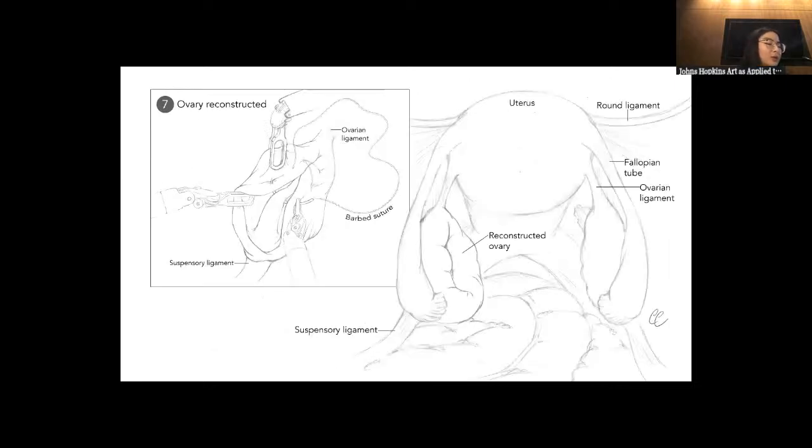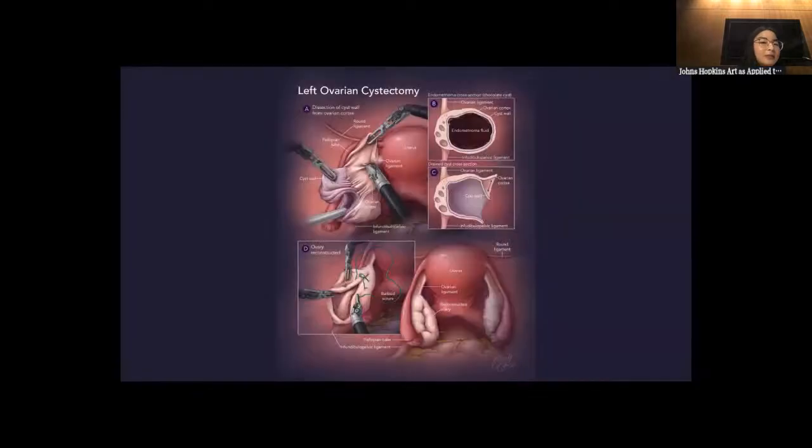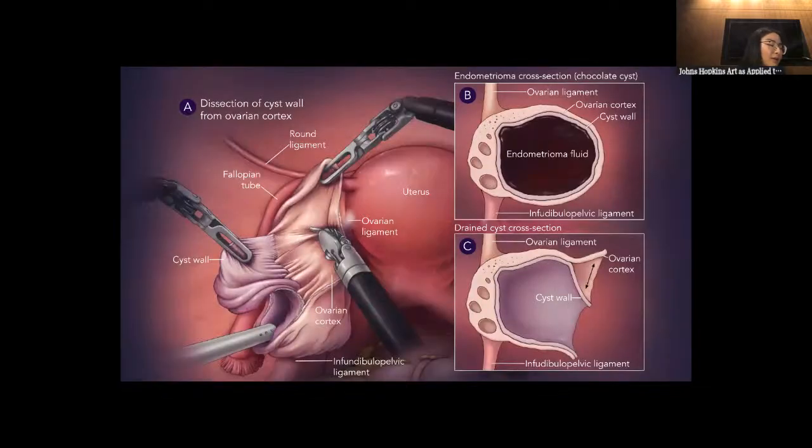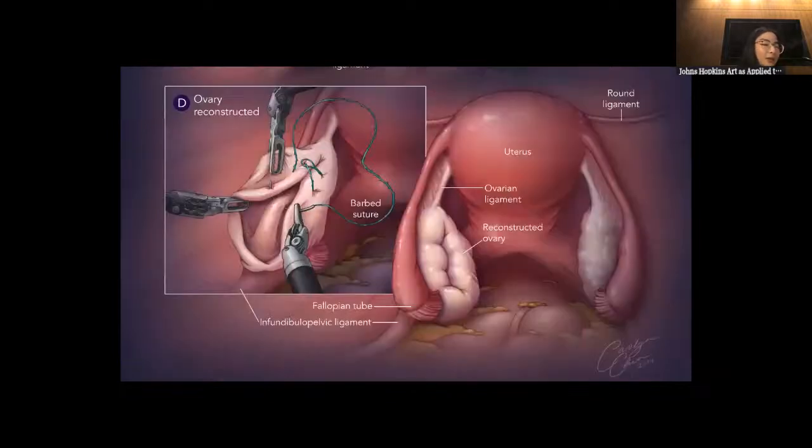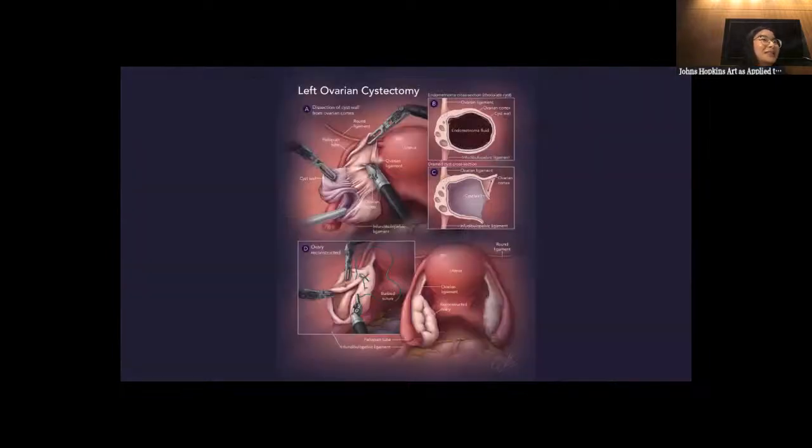Simple continuous sutures are then used to reconstruct the ovary, taking care to minimize the amount of dead space within the ovarian cortex. For my final illustration, I chose to render the steps highlighting the removal of the cyst wall and the reconstruction of the ovary. Diagrammatic insets showing a cross-section of the ovary before and after the cystectomy are included as well. Here is a closer look at the top half of the image, showing the removal of the cyst wall from the ovary, as well as the insets, and the bottom with the reconstruction of the ovary and the reconstructed ovary in context. I now welcome any questions or comments.